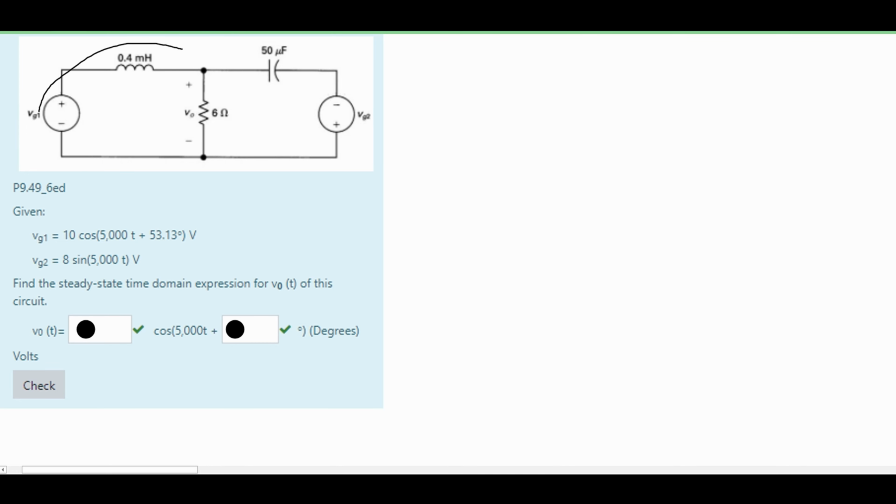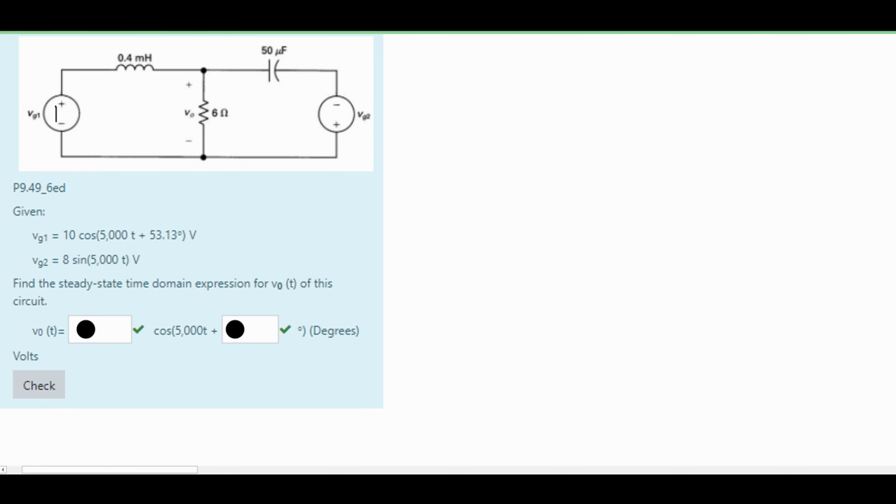For this problem, we are looking at this circuit diagram, and we are also given these two values for our unknown vg1 and vg2, so now they are known. We need to find the steady state time domain expression for our v0(t) of our circuit. So to start this out, I'm going to start labeling everything we have.